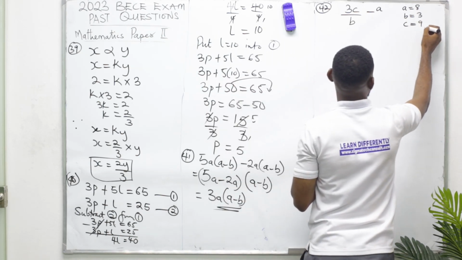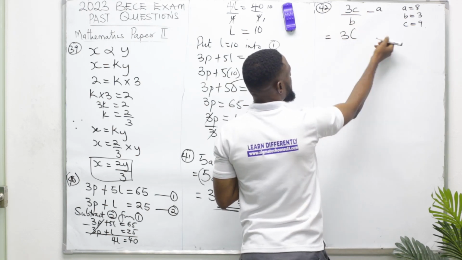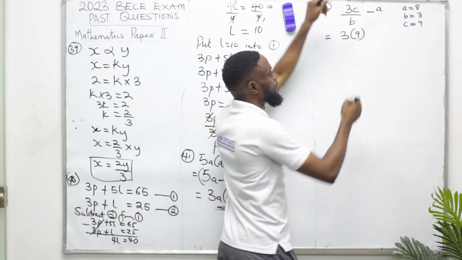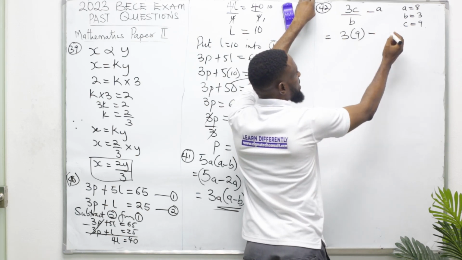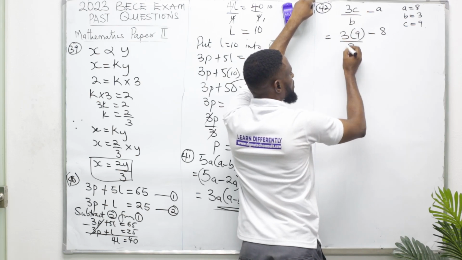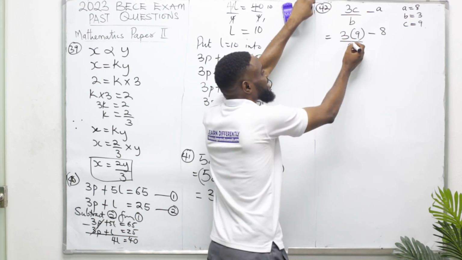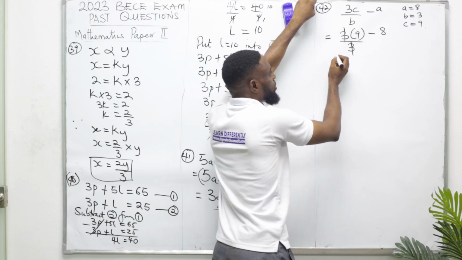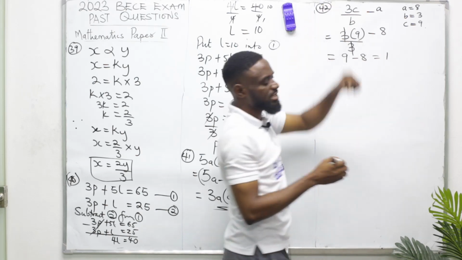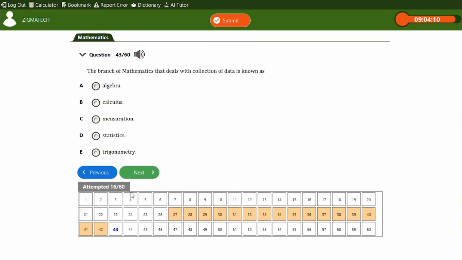So this is equal to 3 times 9, that is 3c, c is 9. So in place of c, we put 9. Minus a is 8, then this is over b, which is 3. The first thing you must know here is this 3 can first of all remove this, to give us 9 minus 8, which is equal to 1. So the answer to that is 1. Option D. So let's go to 43.